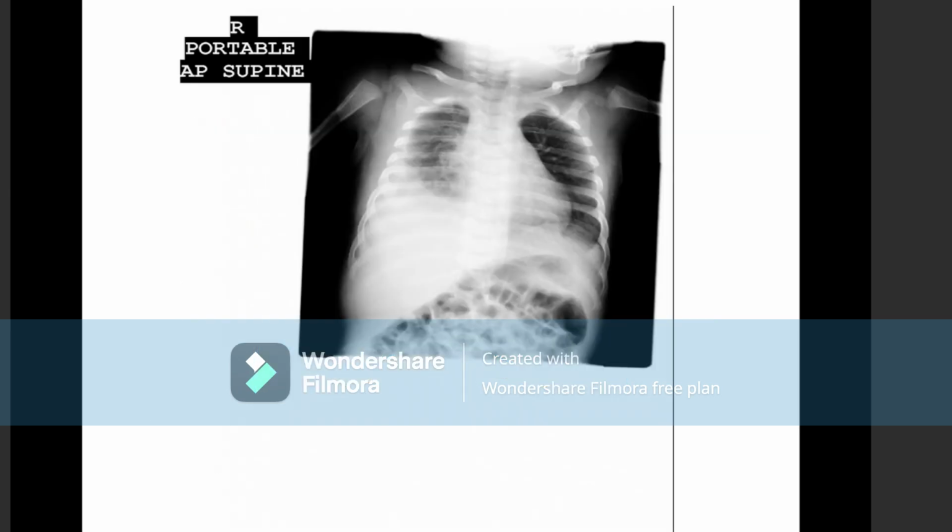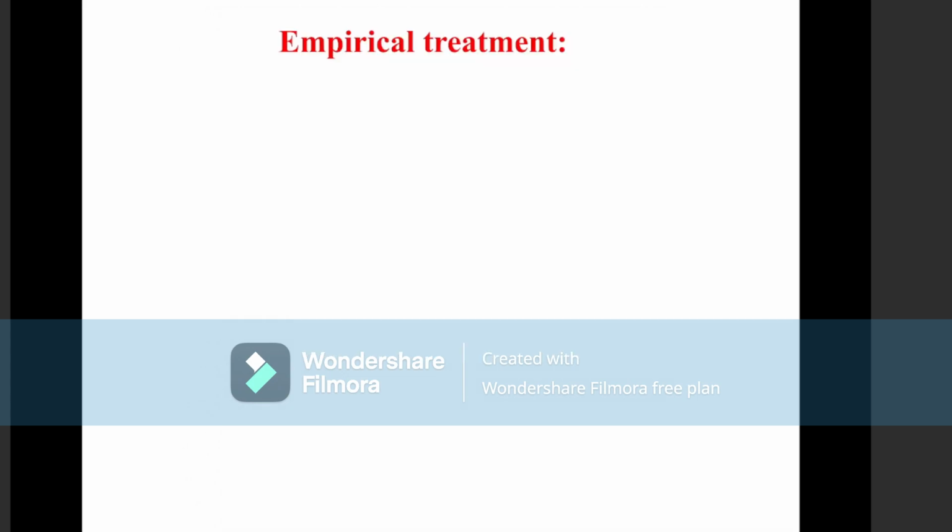In this X-ray, we see there is massive homogeneous opacity on the right side, and when we aspirate the fluid, we find there is accumulation of pus. So the investigation of choice is aspiration of the pleural fluid and cytology.